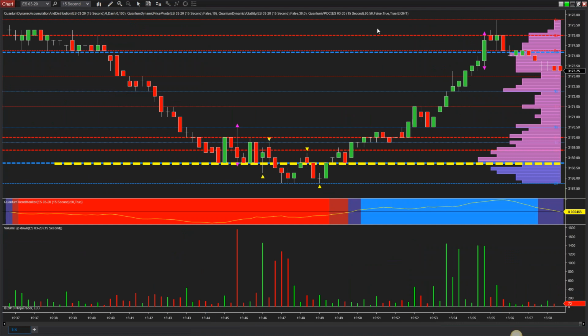We hop over onto the 15-second chart. Certainly what we're seeing now, we've got the volatility trigger came in again. So what we're expecting is congestion, which is what we're seeing. The market's trading in there.